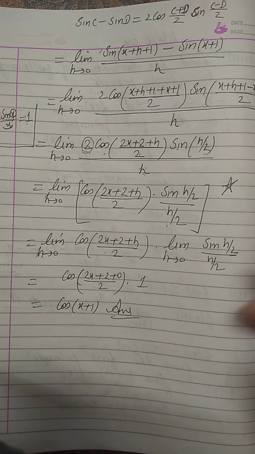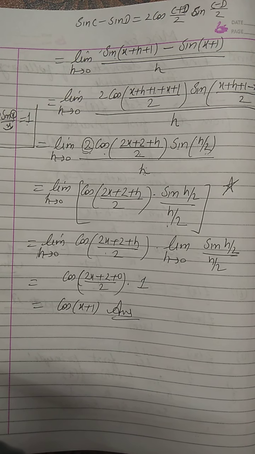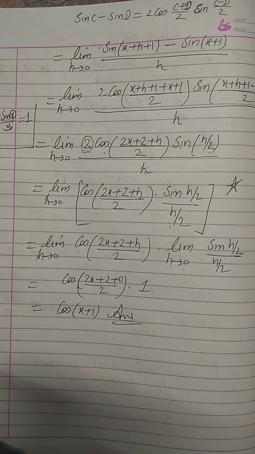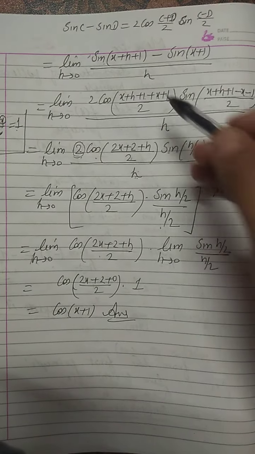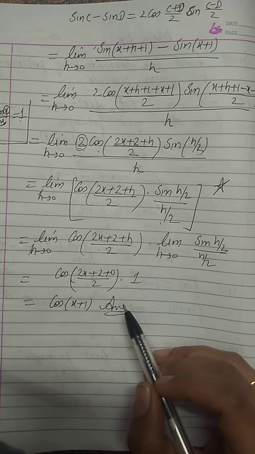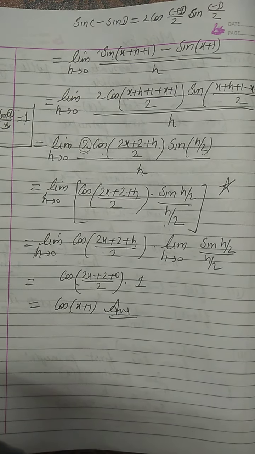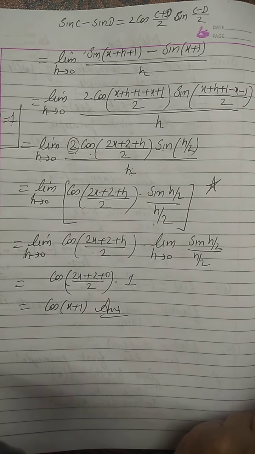Also we know the derivative of sin is cos only, and the derivative of sin of x plus 1 will be cos of x plus 1 only. So the same answer we are getting, but how we got it? By the application of first principle, right? So this is the third part of the sum.